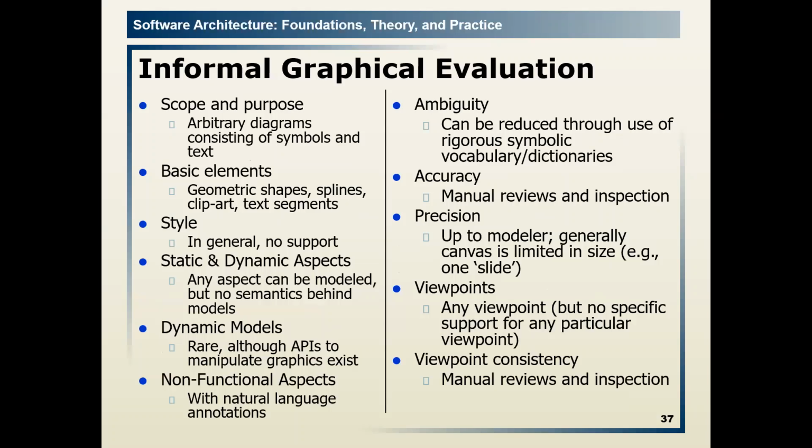Then when you want to evaluate the informal graphical models, if you evaluate the scope and purpose, now you can draw any diagram you like, using these kinds of informal modeling tools like PowerPoint or Visio's own tools. Now this is not UML. Without the UML diagrams, if you draw, it leads to arbitrary diagrams. Diagrams will look different, consisting of symbols and text. So scope and purpose can be described nicely.